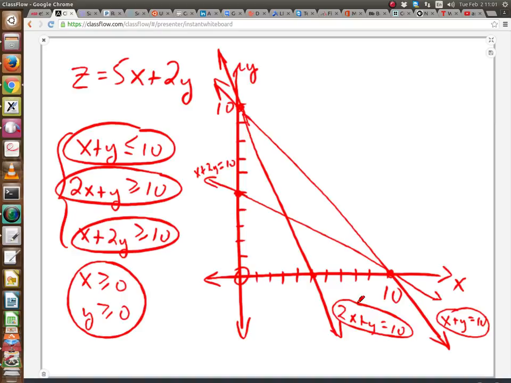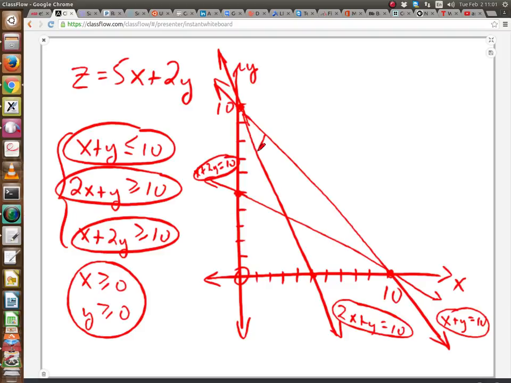I'm not going to shade everything because it's a big mess. I'm just going to shade where the shades overlap. All right, the last line, x plus 2y equals 10. That's this line. We're shading above or below that? Again, if you pick a point off the line, like 0, 0, plug it in. 0 plus 2 times 0, is that greater than 10? No. So shade away from 0, 0, in other words, above.